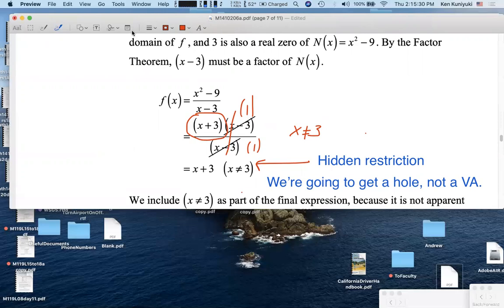I'm claiming that x squared minus 9 all over x minus 3 is equivalent to this expression, x plus 3 with the hidden restriction that x cannot be 3. So how would you graph y equals this fraction? Well, you would graph basically y equals x plus 3. How would you graph y equals x plus 3?